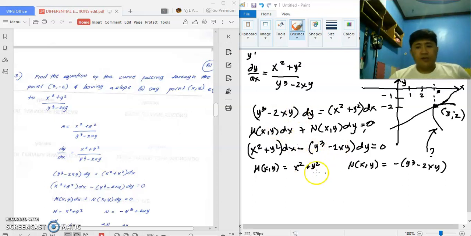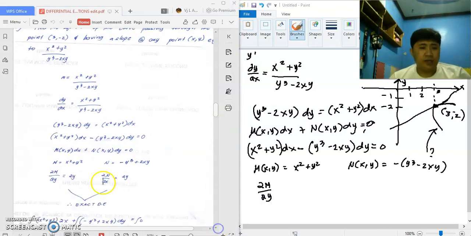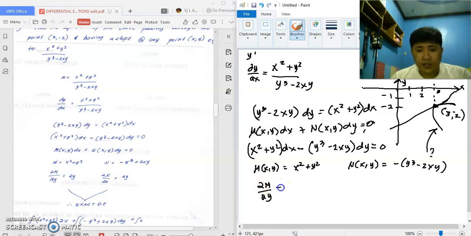Now let's continue. From here, we know that when we derive, we have the partial of m over the partial of y. I think I've shown it here again. So we will derive this one with respect to y, and the other becomes constant.